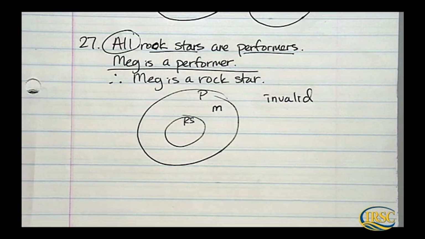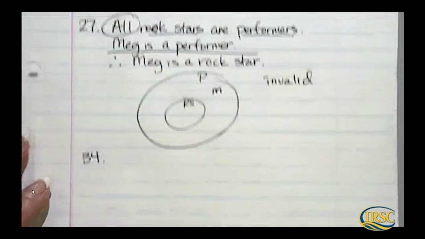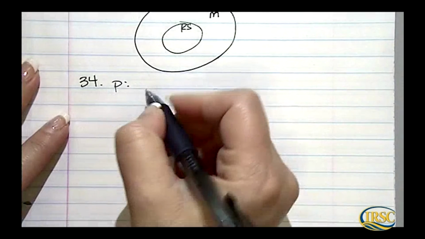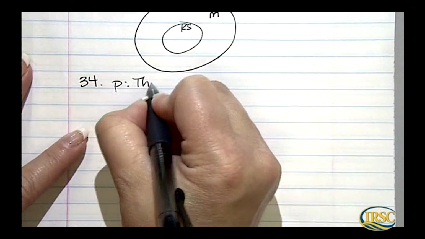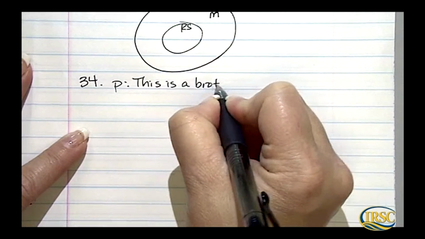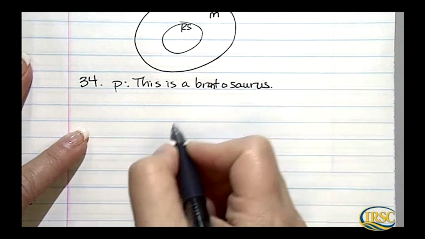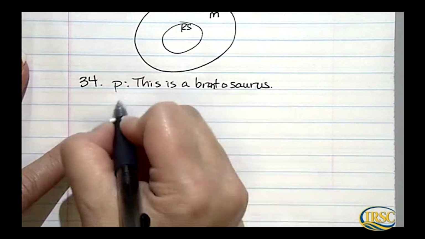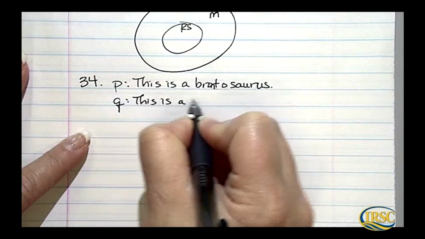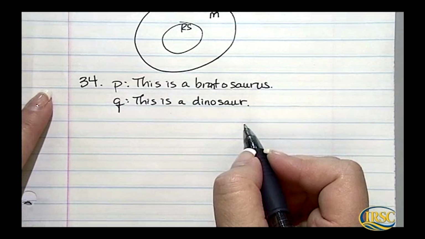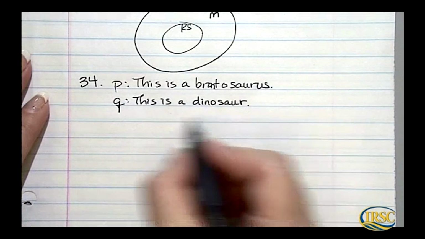Okay, number 34. Given that P and Q each represent a simple statement, write the indicated compound statement in its symbolic form. So it's telling us that P stands for, this is a brontosaurus. Q stands for, this is a dinosaur. And it says, being a dinosaur is necessary for being a brontosaurus.